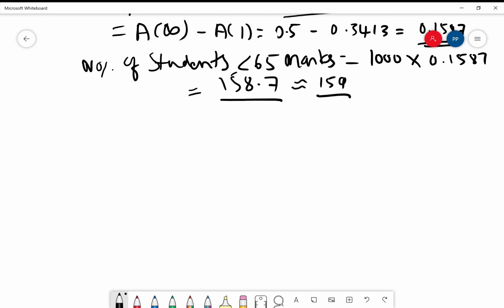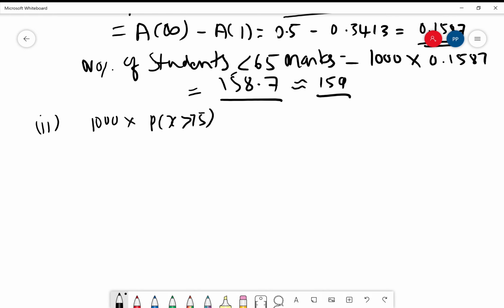Now let us consider the number of students who scored greater than 75. Second one, the number of students who have scored greater than 75. I'll find it directly here. It is 1000 multiplied by P of x greater than 75.